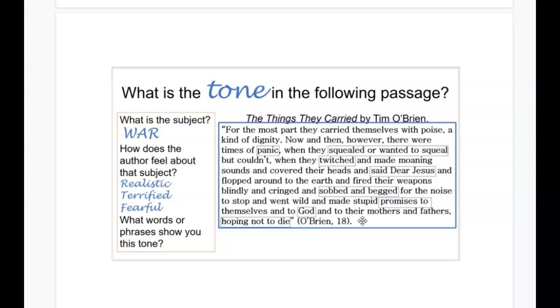Now, how do I feel reading this? What might my mood be? Well, I'm looking at those exact same words that are noted for tone, and the fact that these men are sobbing and begging and they're hoping not to die. I'm feeling very sympathetic towards them. I feel a little worried for them. I feel badly for these men. That is my mood, and that is the difference.